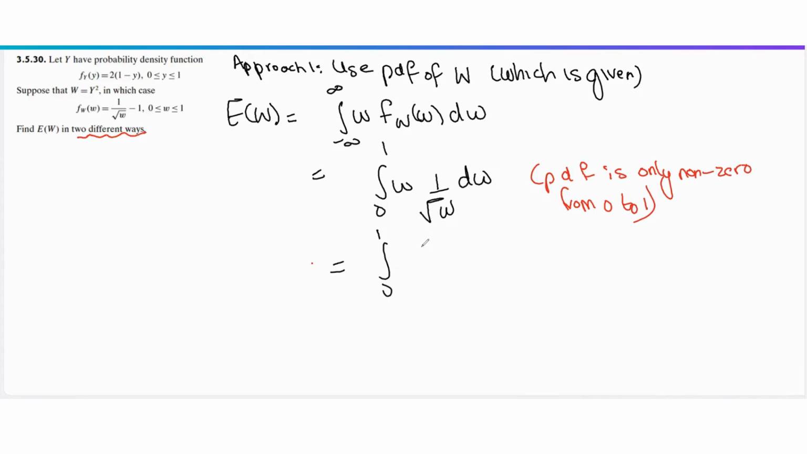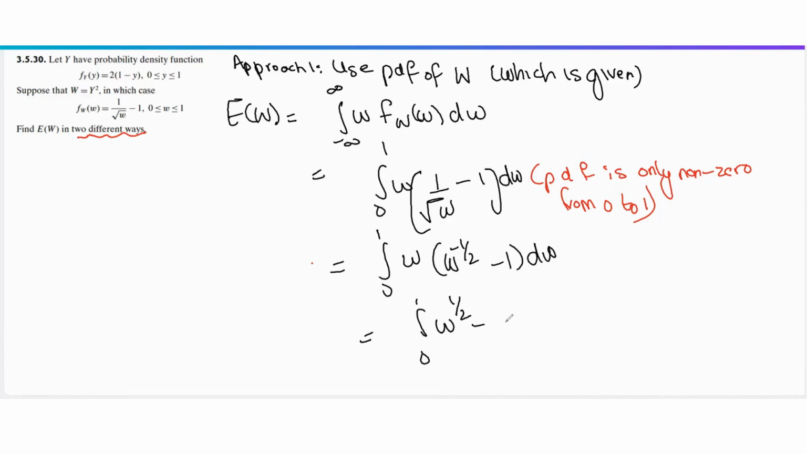When I simplify this, oh sorry, my bad. The PDF was 1 over the square root of w, minus 1. The PDF is 1 over the square root of w minus 1. So now we just simplify this a bit, and you can simplify this by writing it like this: w to the power 1/2 minus 1, dw. Now we'll just expand this by multiplying by w. When you multiply like bases, powers get added. So this becomes w^(1/2) minus w, and this becomes dw.